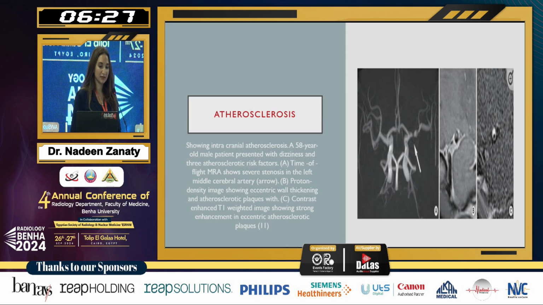So that's the first image that we're having. As you can see, the first one, image A, was a 58 year old patient with multiple risk factors for atherosclerosis. There is the time of flight MRI. You can see there is stenosis of the left middle cerebral artery. Number B is the proton density vessel MRI, and C is the post-contrast T1 axial image. You can appreciate the eccentric affection of the vessel wall from the atherosclerotic plaque, which takes a homogeneous avid enhancement in the post-contrast image, which means that it's active and inflamed.